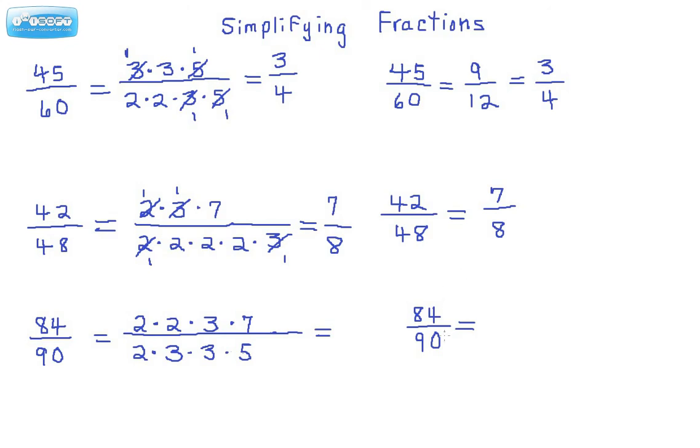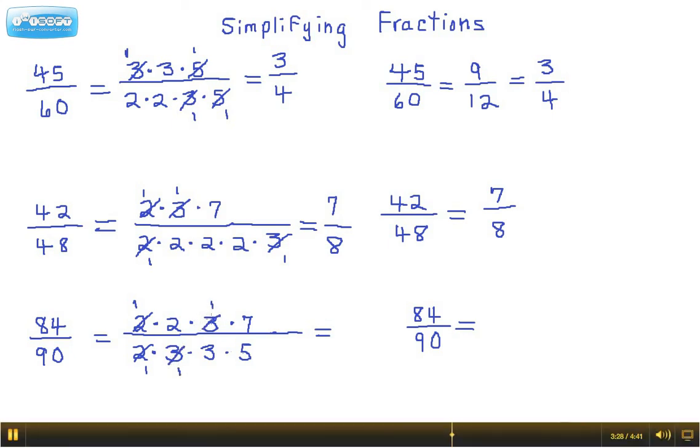The next fraction is 84 over 90. The prime factorization of 84 is 2 times 2 times 3 times 7, and 90 is 2 times 3 times 3 times 5. So by reducing anything that results in 1, we're going to reduce this, and we have 2 over 2. We also have 3 over 3, which gives us 1. And I don't see any other factors we can reduce. And 2 times 7 is 14. And then in the bottom, we have 3 times 5, which is 15. And this can't be reduced anymore.